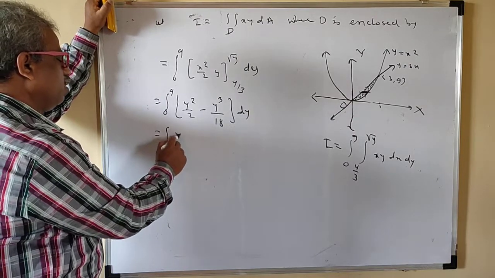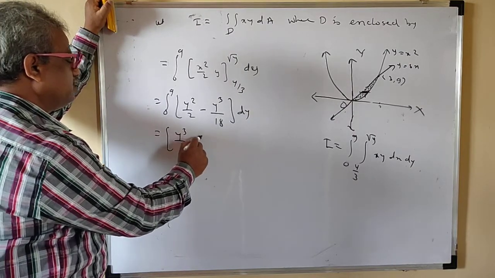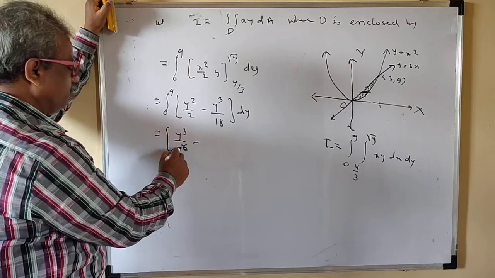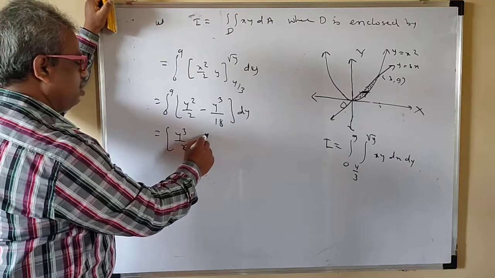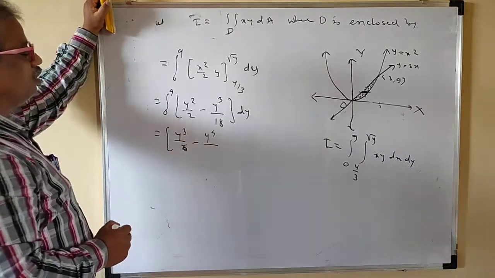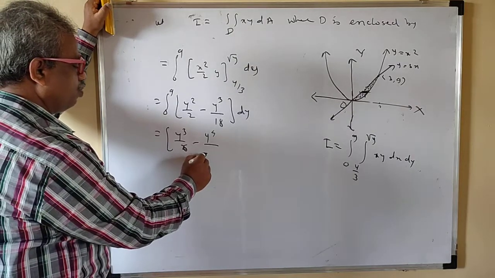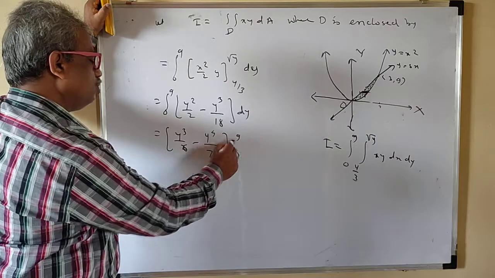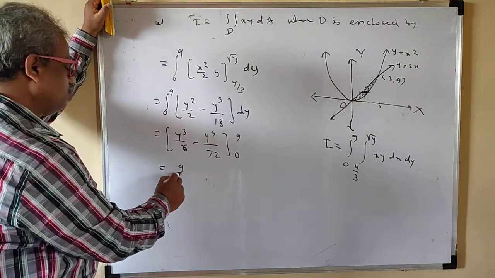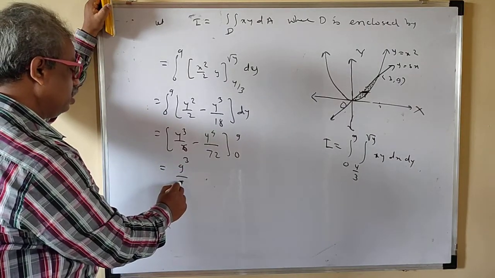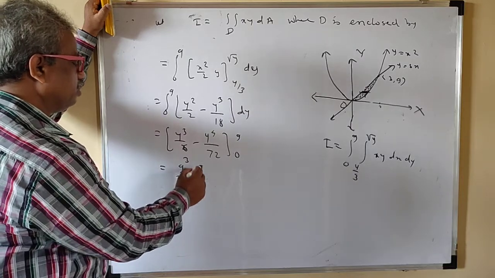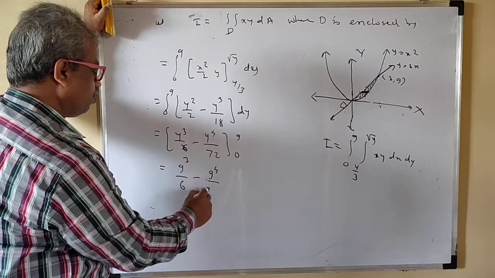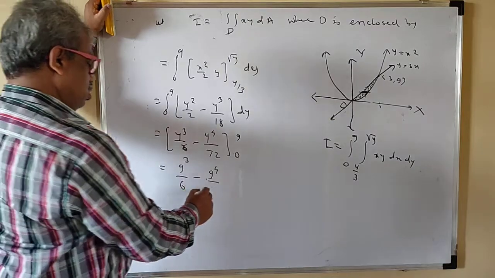So this is then y cube by 2 minus y cube by 6 now. Is it y cube by 6? Y to the power 4 upon, so 18 into 4, so this is 72. From 0 to 9. So this is 9 cube upon 6 minus 9 to the power 4 upon 72.